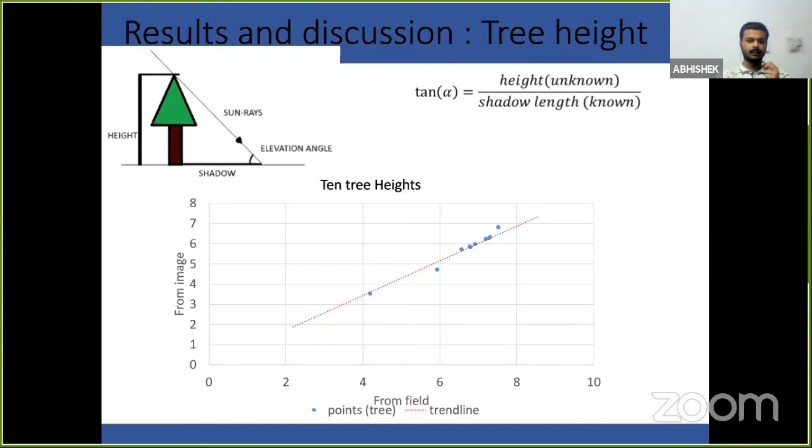trees. In this, we can see that the height estimated from the image and from the field is quite similar. And hence, tree heights can be easily extracted from the ortho images.